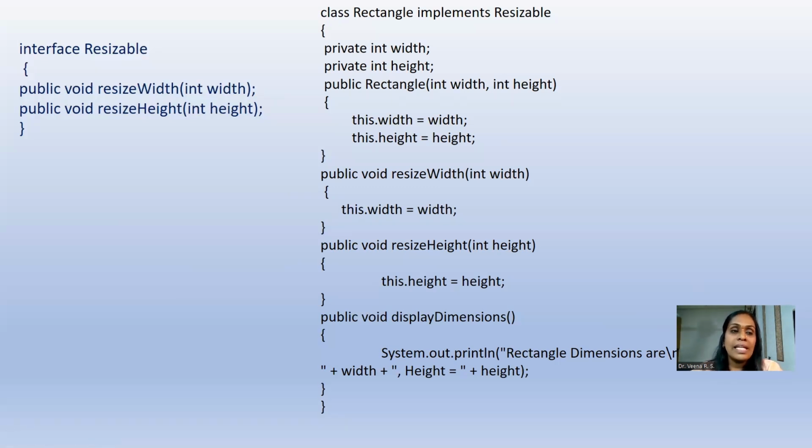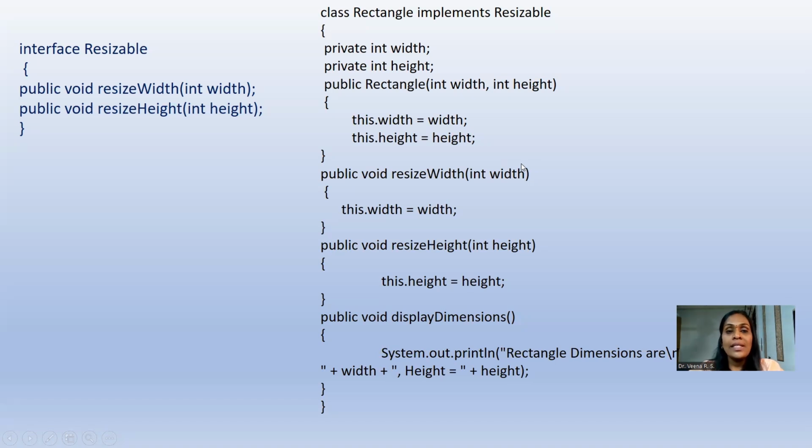So we have created one Resizable interface. We have created one Rectangle class which is implemented from Resizable. Both the methods I have overridden in the given class, that is resizeWidth and resizeHeight. Method overriding has been done in class Rectangle. And other than method overriding, we have also defined an additional method to display the dimensions of a rectangle.